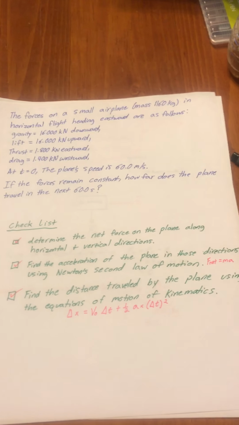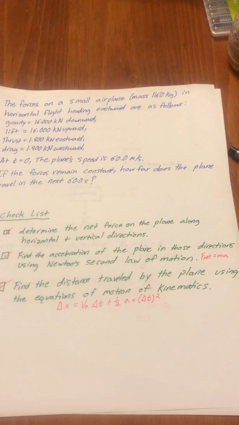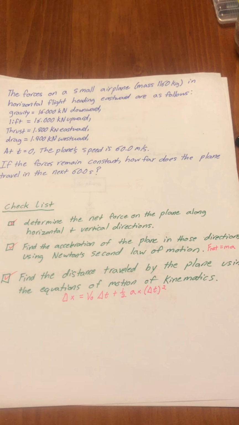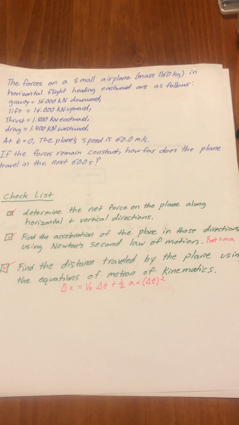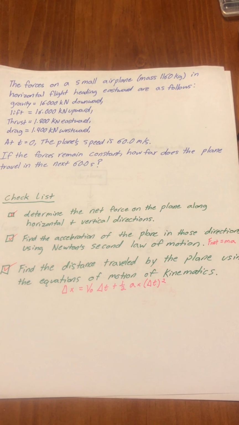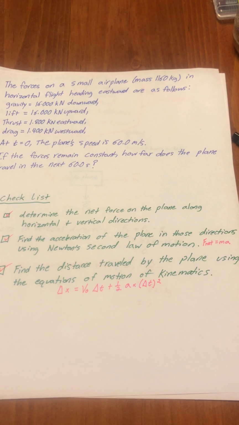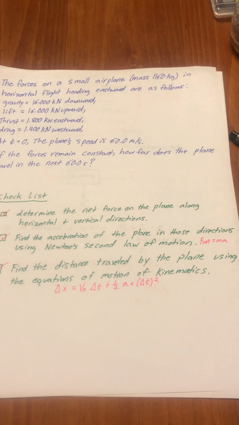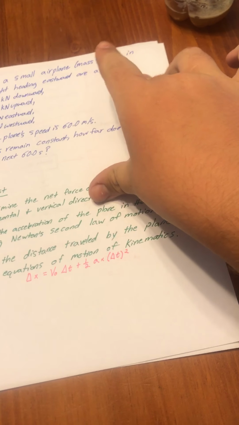Okay, in this problem, I'm trying to see if all the forces remain constant, how far does the plane travel in the next 60 seconds? I developed a checklist of what I was going to do, which is determine the net force on the plane along horizontal and vertical directions, find the acceleration of the plane in those directions using Newton's second law of motion, and find the distance traveled by the plane using the equations of motion of kinematics.